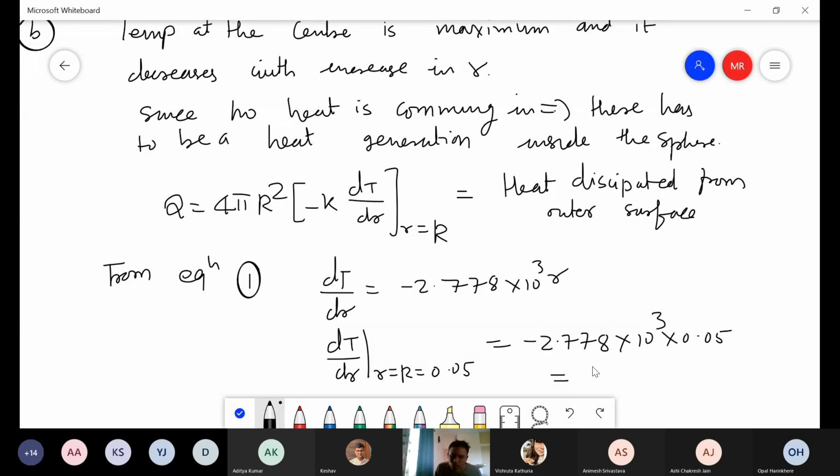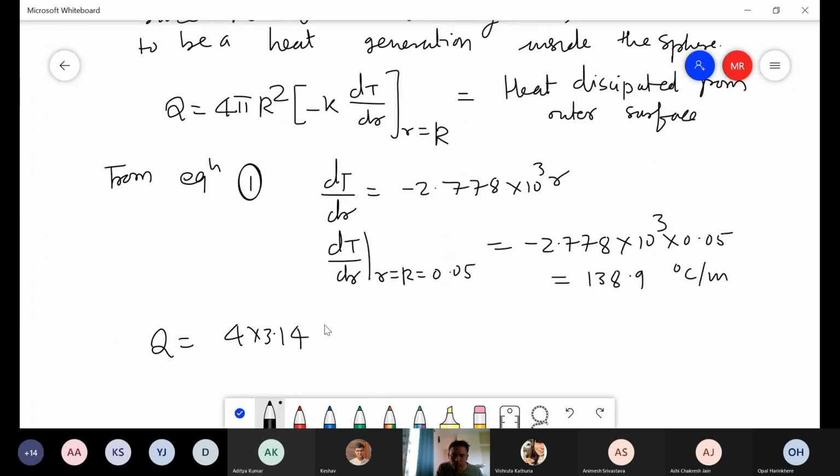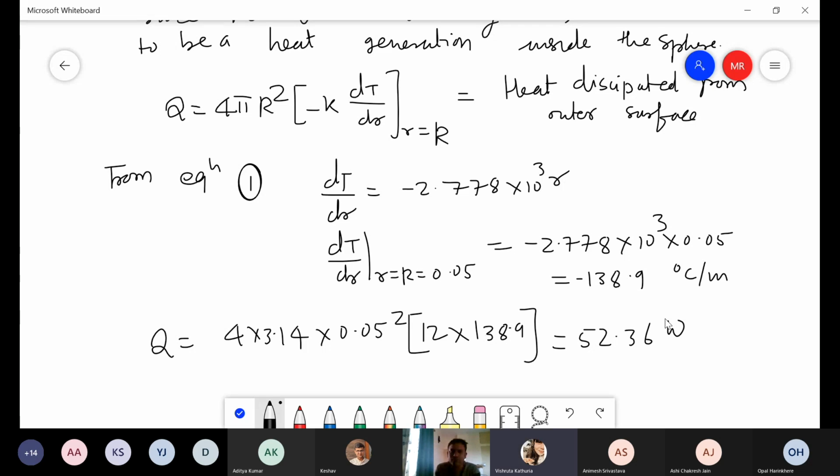So that comes out to be 138.9 degrees Celsius per meter, isn't it? So now we can put this in this particular equation. So Q can be obtained as 0.05 square. Thermal conductivity is already given, so that is 12. This negative sign is here, so this negative sign gets cancelled out with this negative sign. So multiplied by just 138.9. So what you get is Q comes out to be 52.36 watt. Is it correct? Yes, sir.